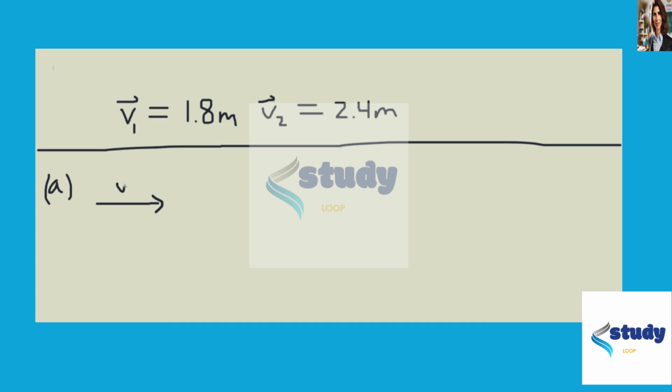So for part A, it wants us to show how it might add up to 4.2 meters. Well, you might notice that 1.8 plus 2.4 is 4.2 meters. Therefore, we're just directly adding them. So this would be vector V1. Then this would be vector V2. So what we have is V1 plus V2. And this comes out to equal 4.2 meters.